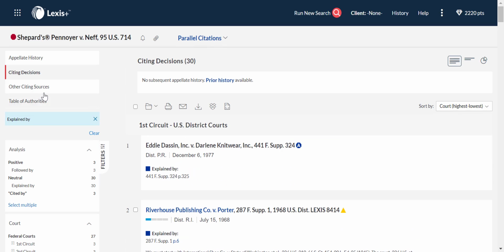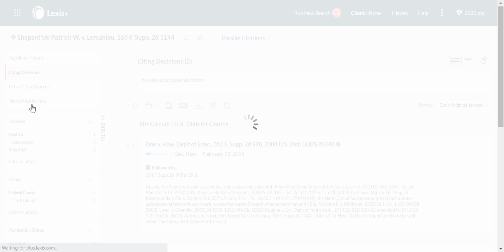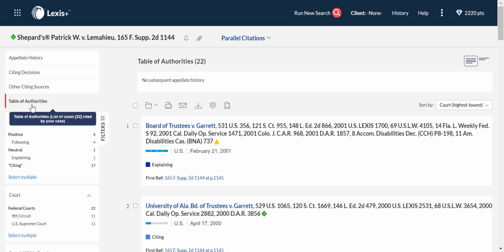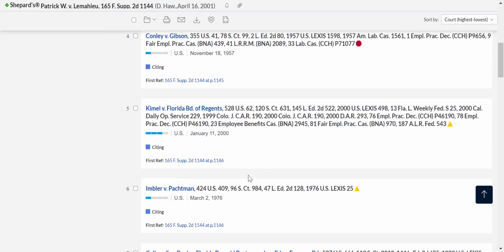Now let's talk about our other two tabs in the Shepard's report, other citing sources and the table of authorities. First, let's take a look at the table of authorities tab. The table of authorities is going to show us every case that this case, Patrick W., cites to in the opinion. It is a great way for us to see all of the cases that our case cites to and how those cases have been treated. It also allows us to uncover weaknesses in the underlying authority. So if we look at this, we can see that the Patrick W. case cites to all of these cases. Some of them it talks about in great detail, and some of them it just cites to briefly.